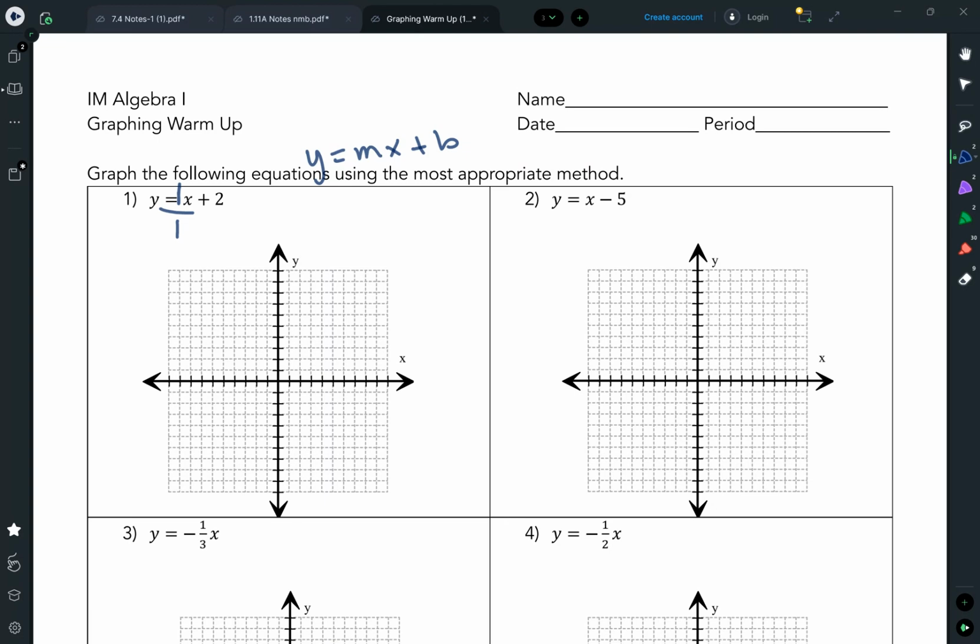That's my y-intercept. So I want to start at my y-intercept. My y-intercept is 2. So we're starting at 0, 2. That is my y-intercept. And then if my slope is 1 over 1, what that means, because those are both positive, is I'm going to move up and right. So from here, I'm going to move up 1 and 1 to the right. And I'm going to keep graphing that pattern.